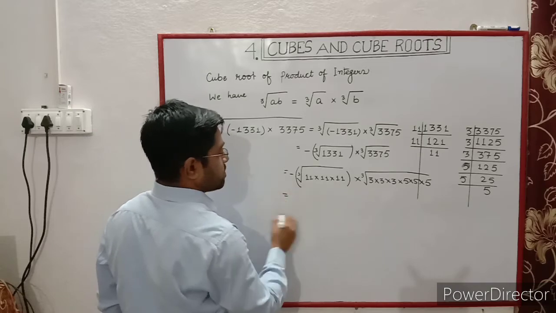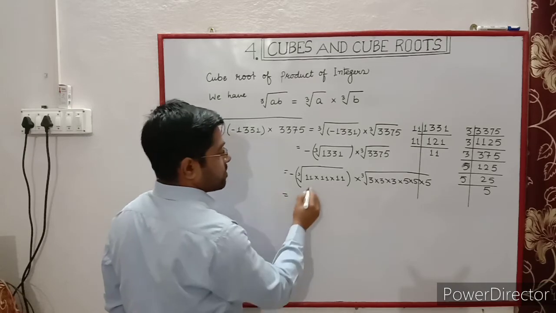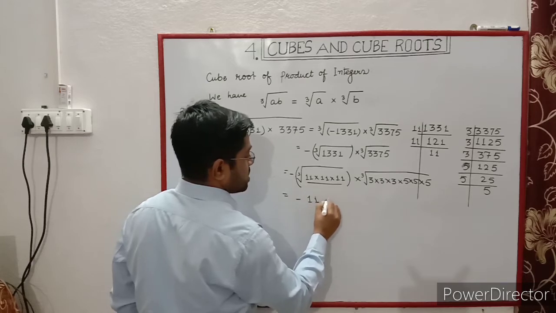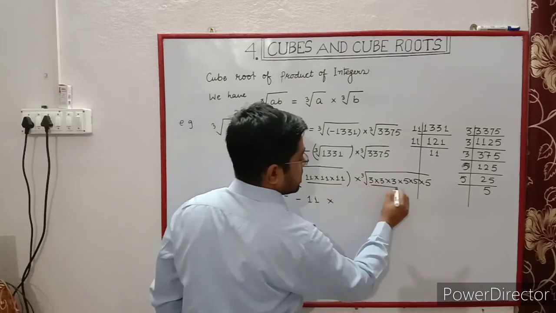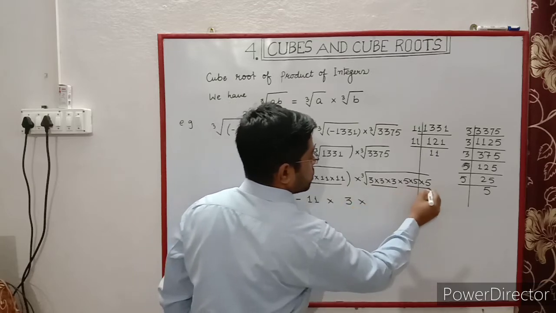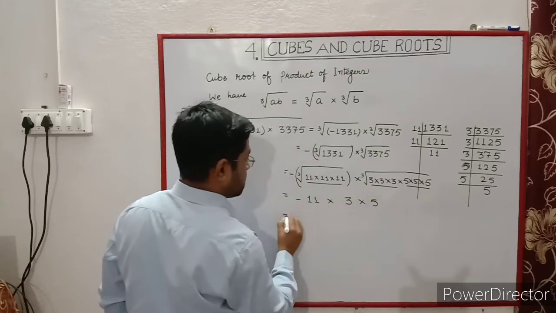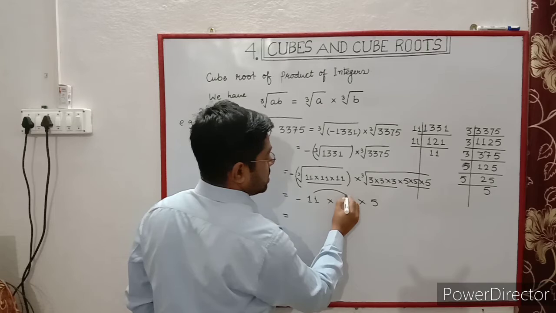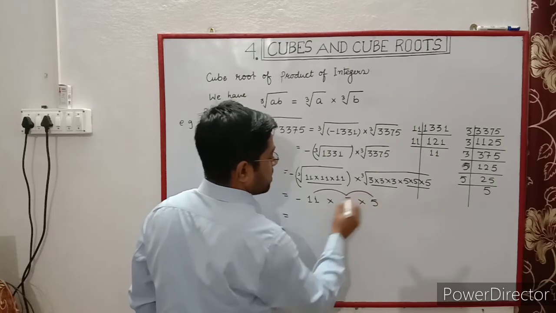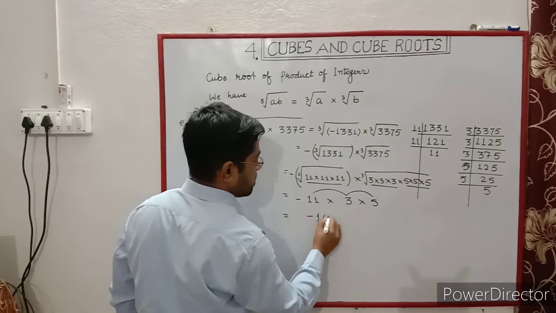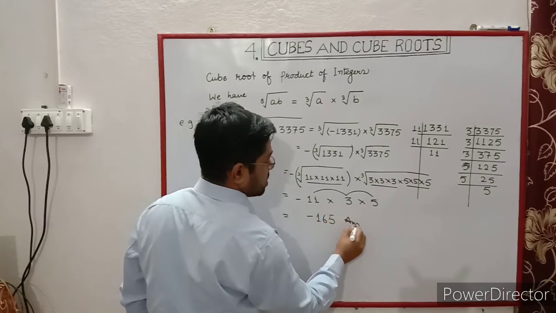Now taking one factor from each group. So 11 is multiplied by first group 3, from the second group 5. Now we will multiply 11 times 3 is 33 and 33 is multiplied by 5. It becomes minus 165. That is answer.